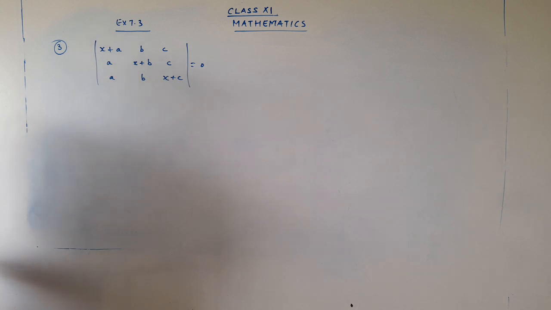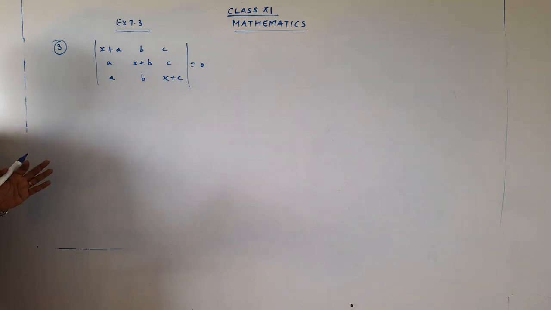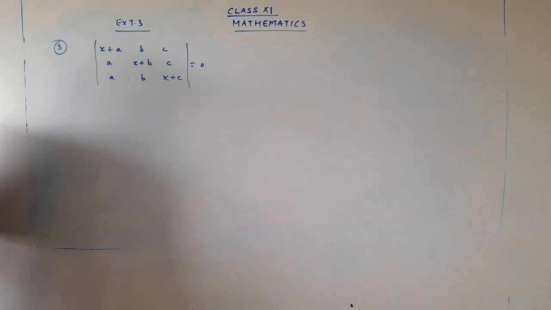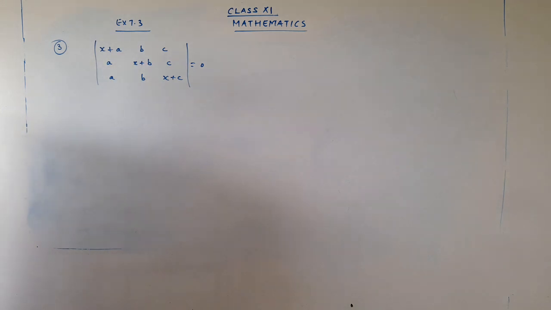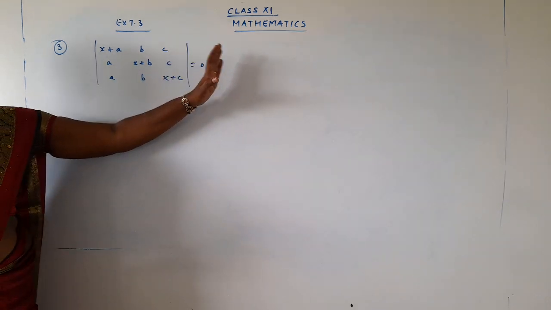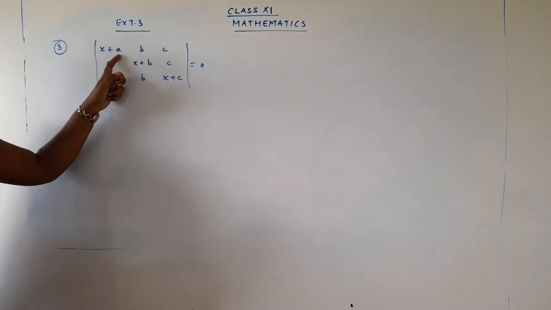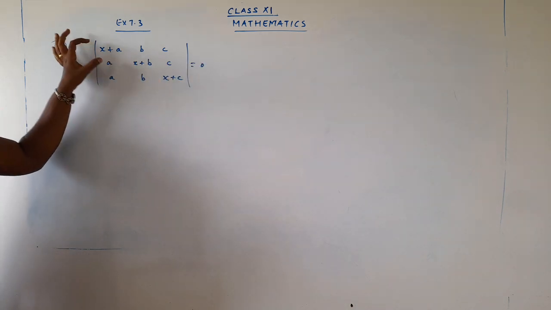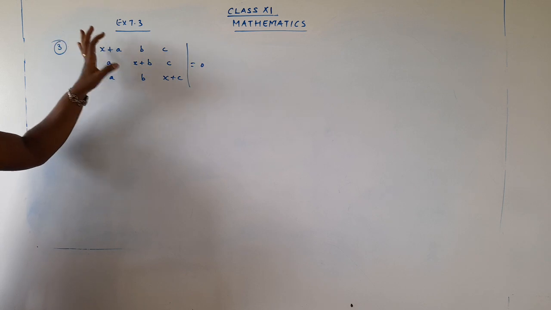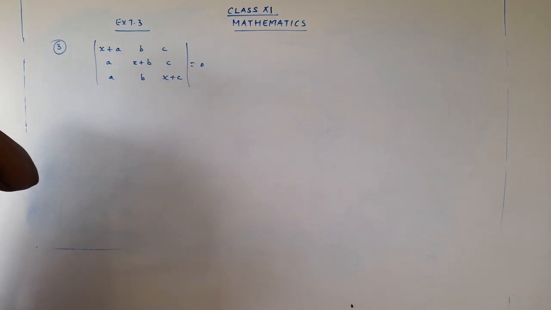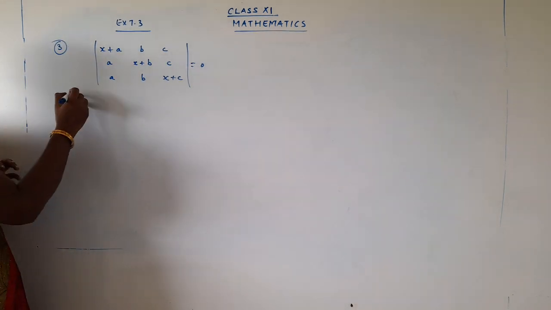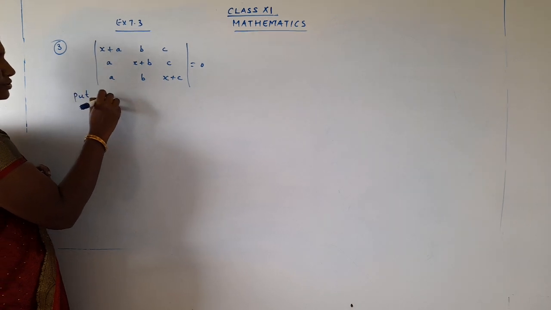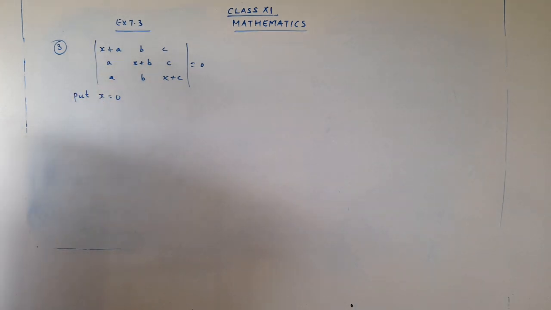So this is the determinant given to us: x plus a, b, c; a, x plus b, c; a, b, x plus c. Now let's see how to proceed. Since I don't know any particular factor on this side, I'll start with x. I'll take x is equal to 0. So how are you going to start? You are going to take x as 0.